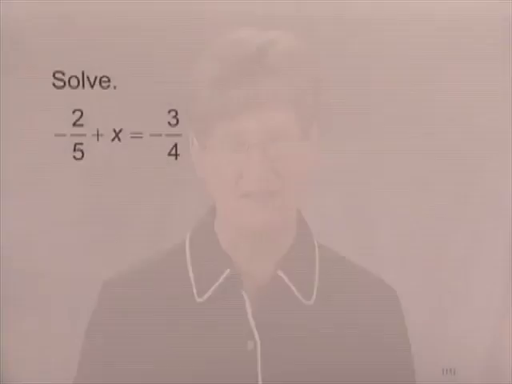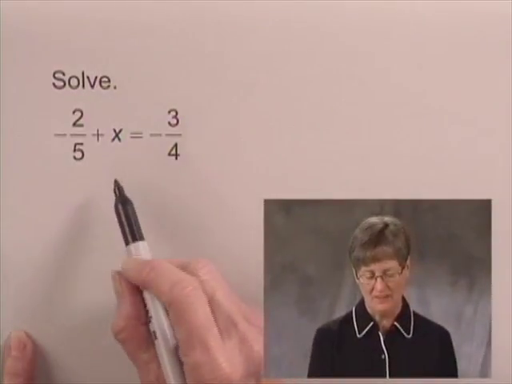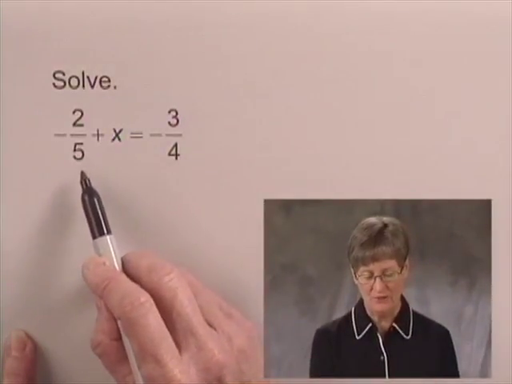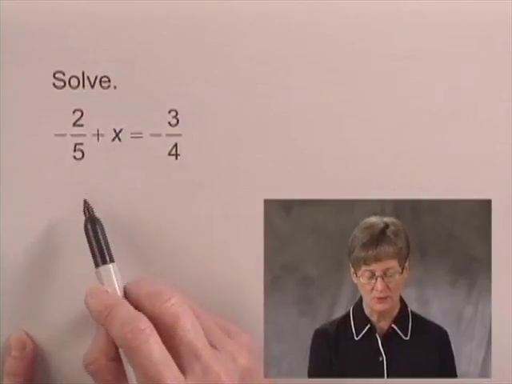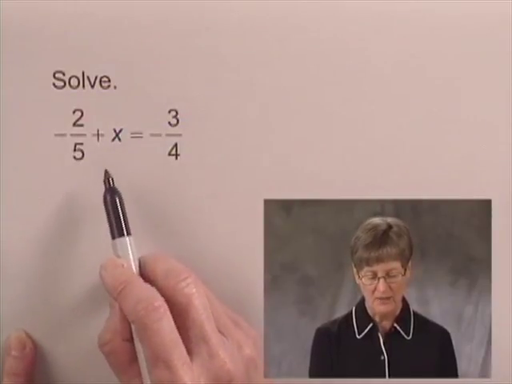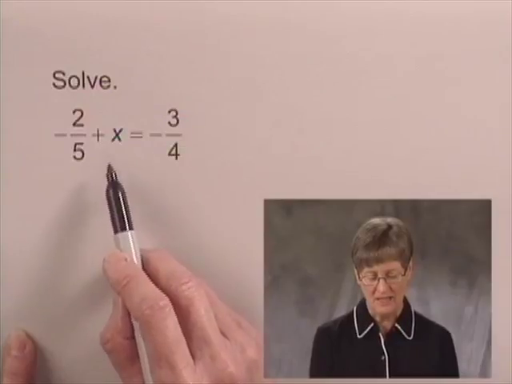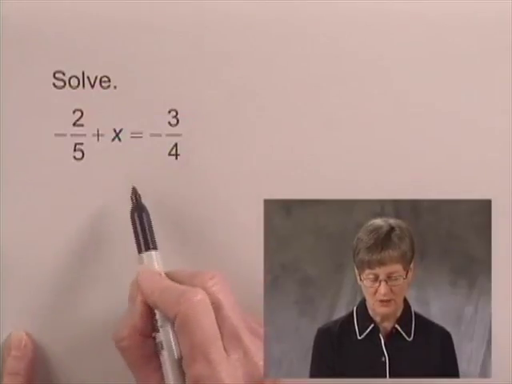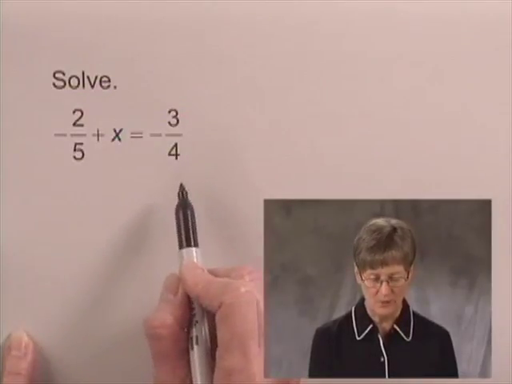We'll solve the equation negative 2/5 plus x equals negative 3/4. By looking at the left-hand side of the equation, I see that if I would add 2/5, I would have x alone on that side of the equation. And the addition principle tells me that I can add the same number on both sides of the equation without changing the truth of the equation.